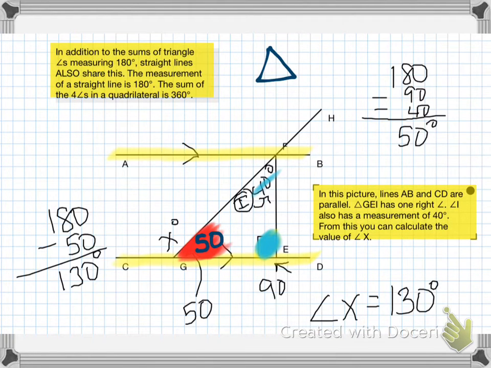Now, I'm being asked to calculate this X angle, which is this. Well, a straight line is worth 180 degrees. Well, if I knew that the red portion was 50, 180 minus 50 is going to give me 130. And we're going to practice this in class too, but that is how it works out.